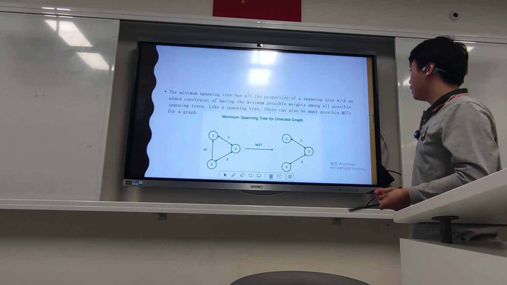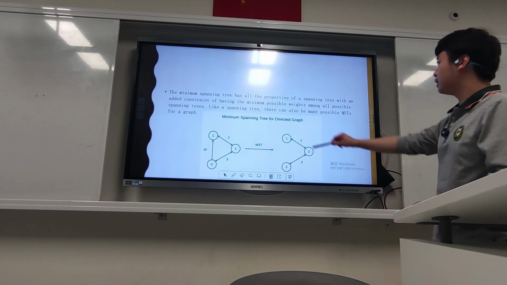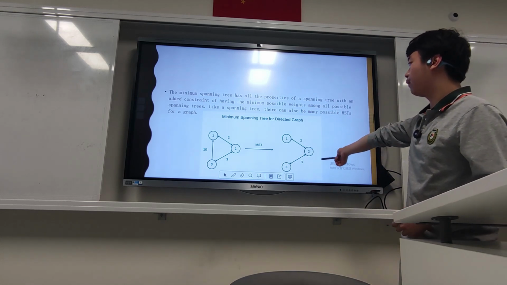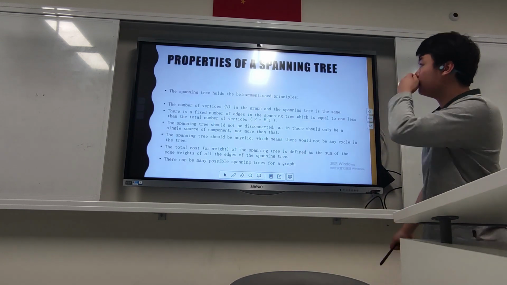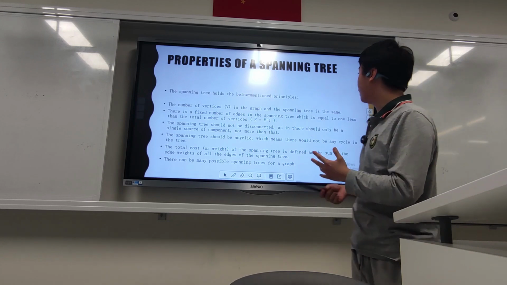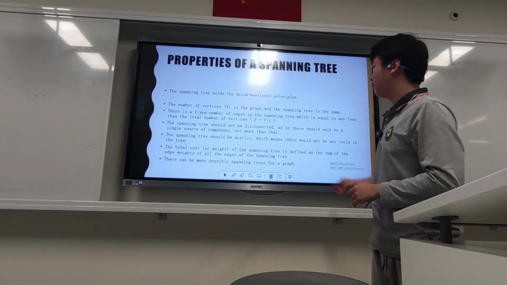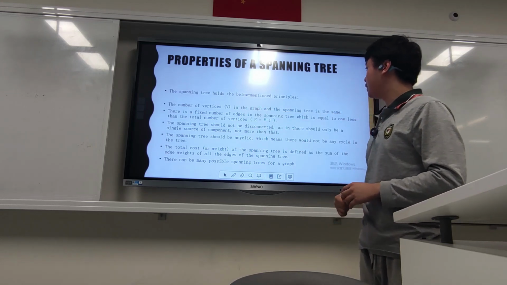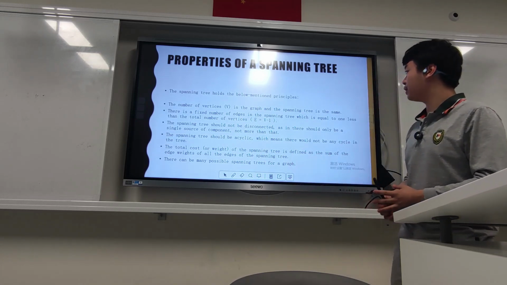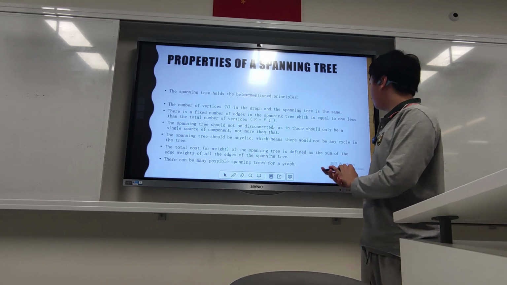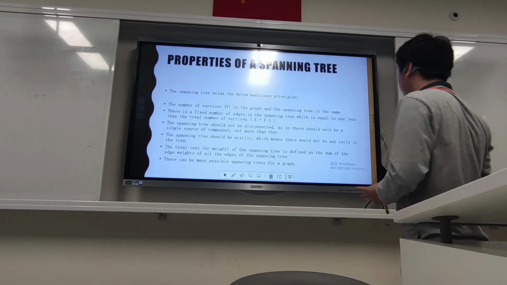Like a spanning tree, there can also be many possible MSTs for a graph. A spanning tree is a tree converted from a graph. So here are the properties of a spanning tree. The spanning tree holds the below mentioned principles. First, the number of vertices in the graph and the spanning tree is the same. There is a fixed number of edges in the spanning tree, which is equal to 1 less than the total number of vertices, that is E equals V minus 1.